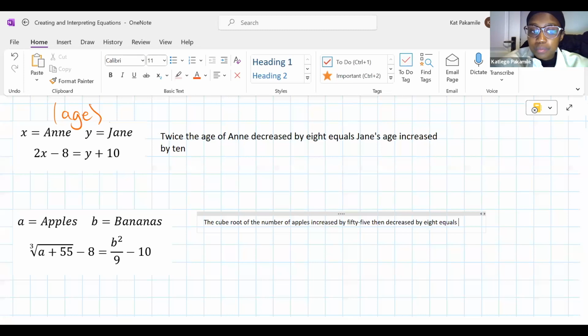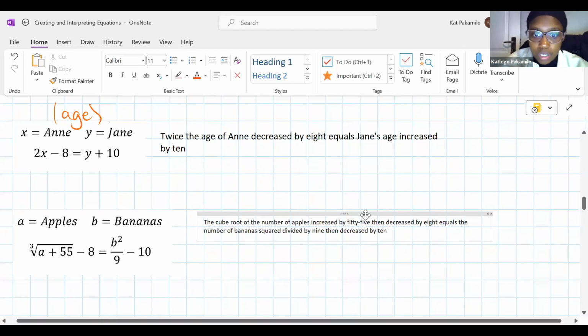Banana squared. The number of bananas squared by 9. There's something missing there. Divided by 9. Then decreased by 10. Oh, I was tempted to write the word 10.